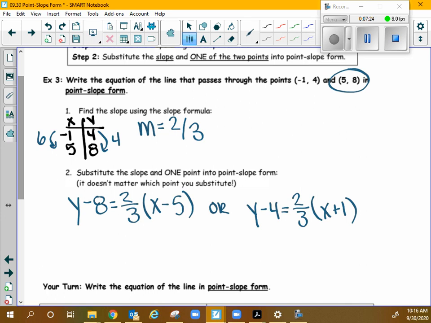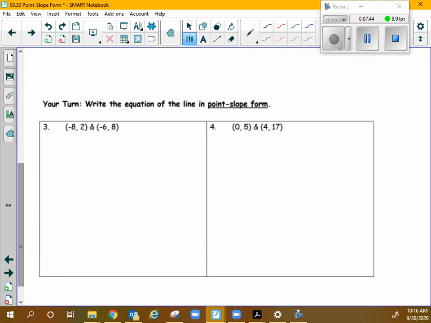Yes, Ryan. On a test, if it was open-ended, I would take either answer. If it's a multiple choice, look through your answers because one is probably slightly wrong. So you just have to look carefully. Okay, your turn.